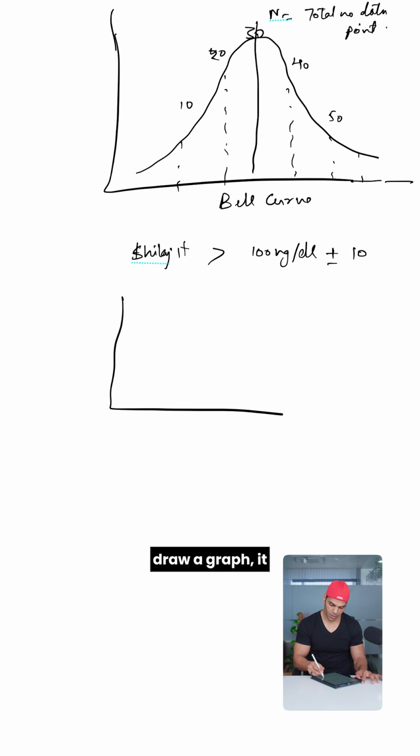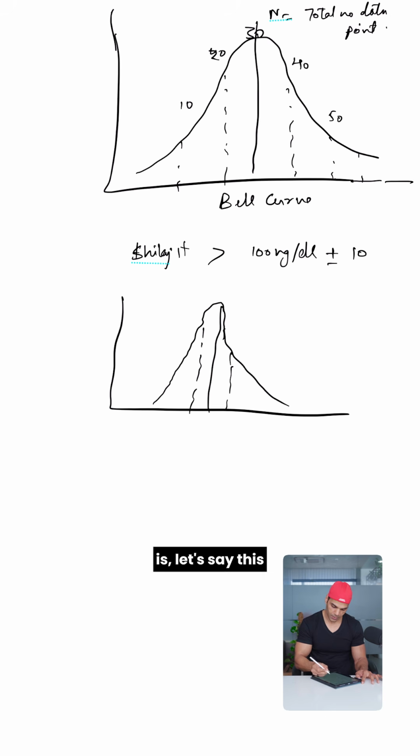So if we have to draw a graph, it would look something like this. I'm assuming this is 100 ng per dl, and most of the values would be centered around this bell curve, right? Because 10 is pretty small. So you'd have values like 110 and 90. Most of the values would fall within this range, and obviously you'll have some extreme values, but this will not skew the mean score substantially.